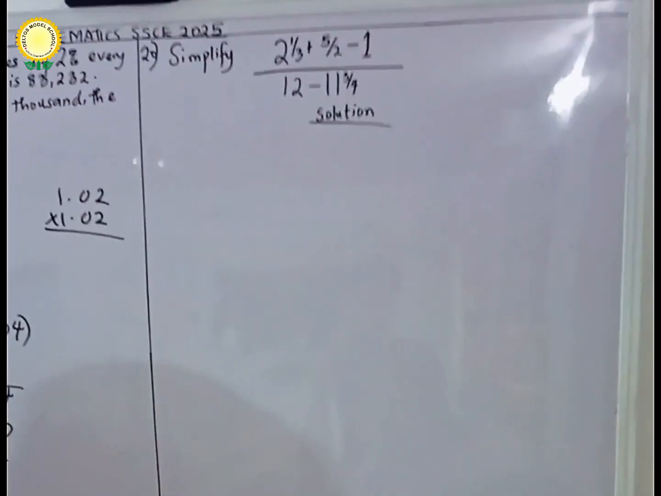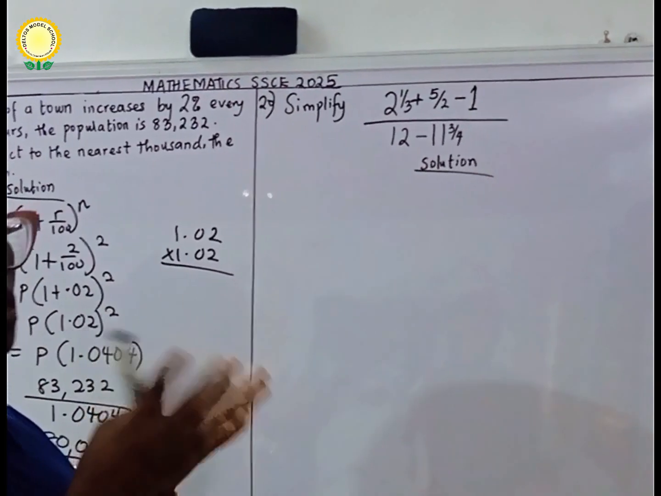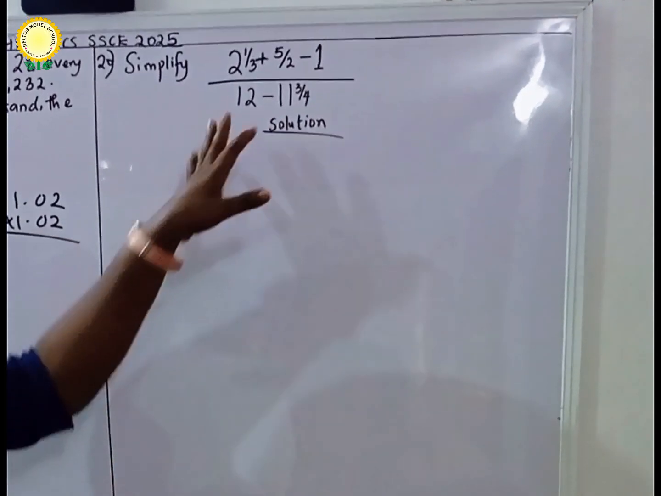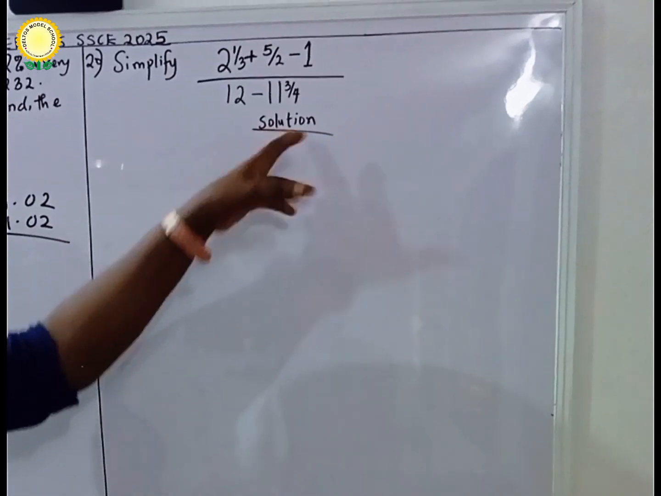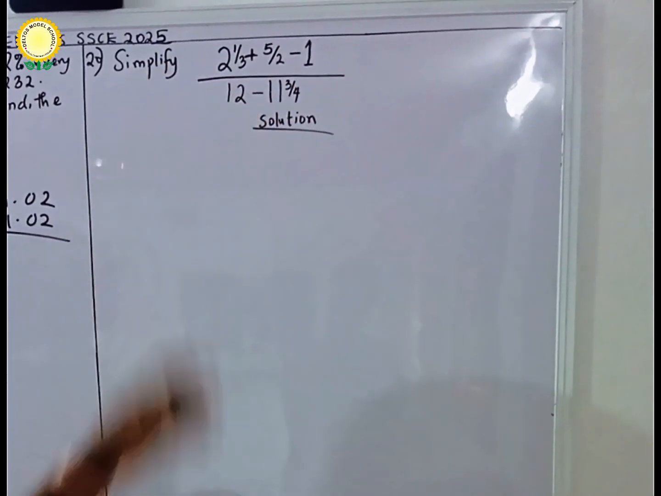Next question. Simplify 2 whole number 1 over 3 plus 5 over 2 minus 1 all over 12 minus 11 over 3 over 4. Okay, how do we solve this? This is looking very complicated, but we just have to make it simpler. If you look at this, you see that this is just 12 minus 11. Look at it, 12 minus 11. Then there's a fraction close to there. So you can just make that simple so that the whole thing will look simpler.